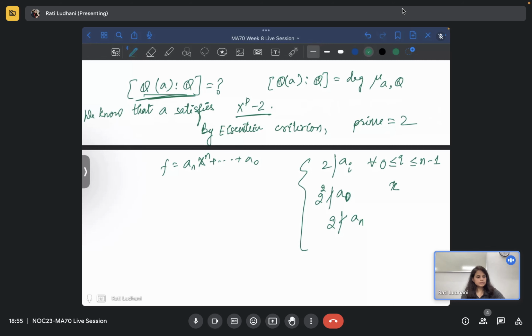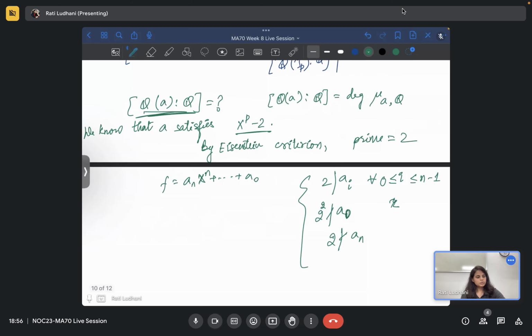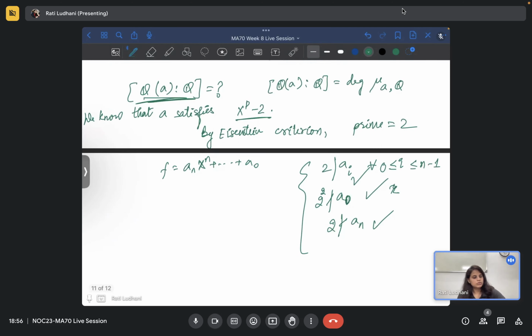So let's see if this follows here or not. So 2 divides a_i for all i except a_n, because a_n is 1 and all the other elements in between are just 0, coefficients are 0. So 2 divides those 0, 2 divides 0, so we are good. And now 2 divides a_0, that is also okay. Now 2 squared does not divide a_0, this is also fine, and 2 does not divide a_n, that is also fine.